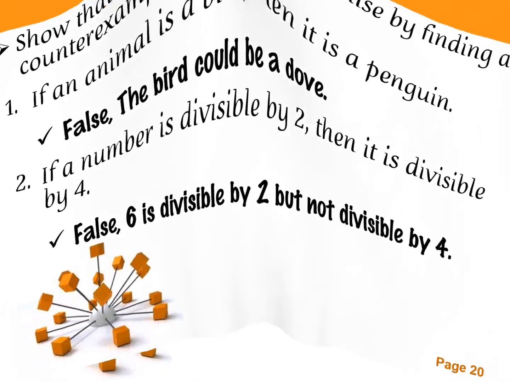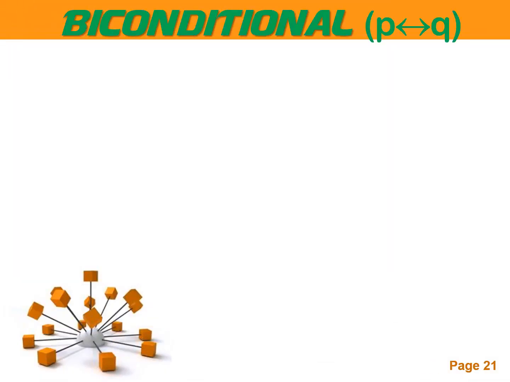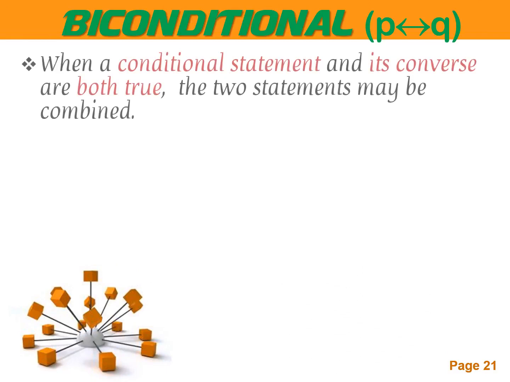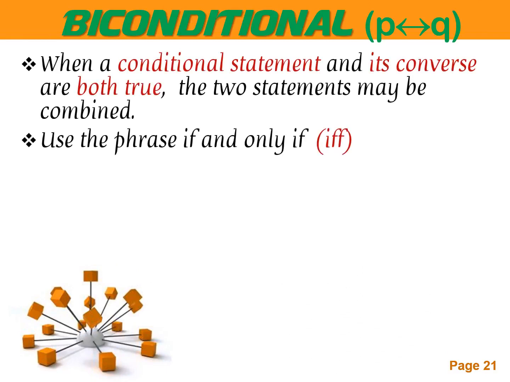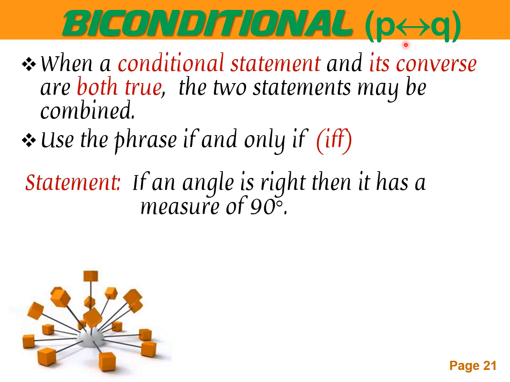Okay, let's have the biconditional statement. When a conditional statement and its converse are both true, then the two statements may be combined. So we will be using the words if and only if, and this is your symbol. Example, if you have the statement, if an angle is right, then it has a measure of 90 degrees. So this is your conditional.